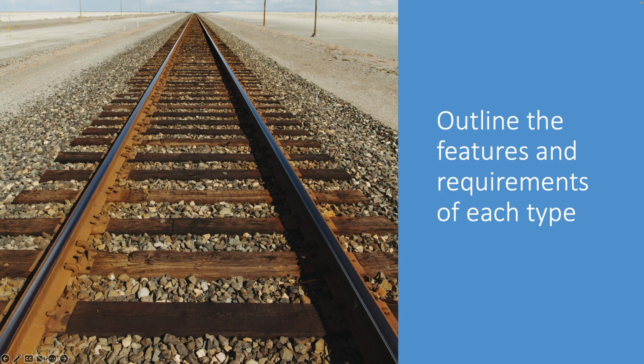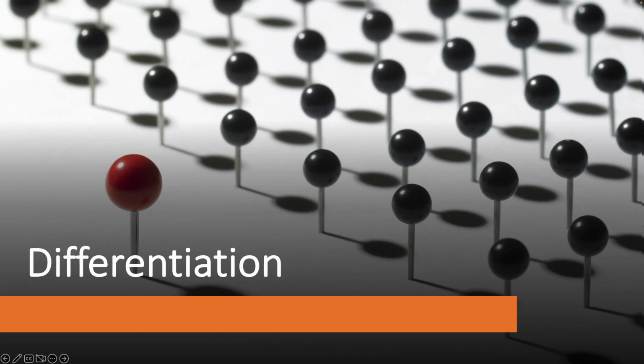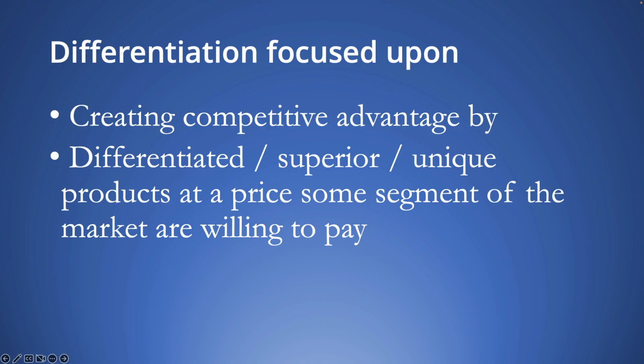So let's get on with our second mission objective to outline the features and requirements of each type. We will start with differentiation. In a differentiation strategy, competitive advantage is created by offering differentiated, superior or in some way unique product or service at a price some segments of the market are willing to pay.